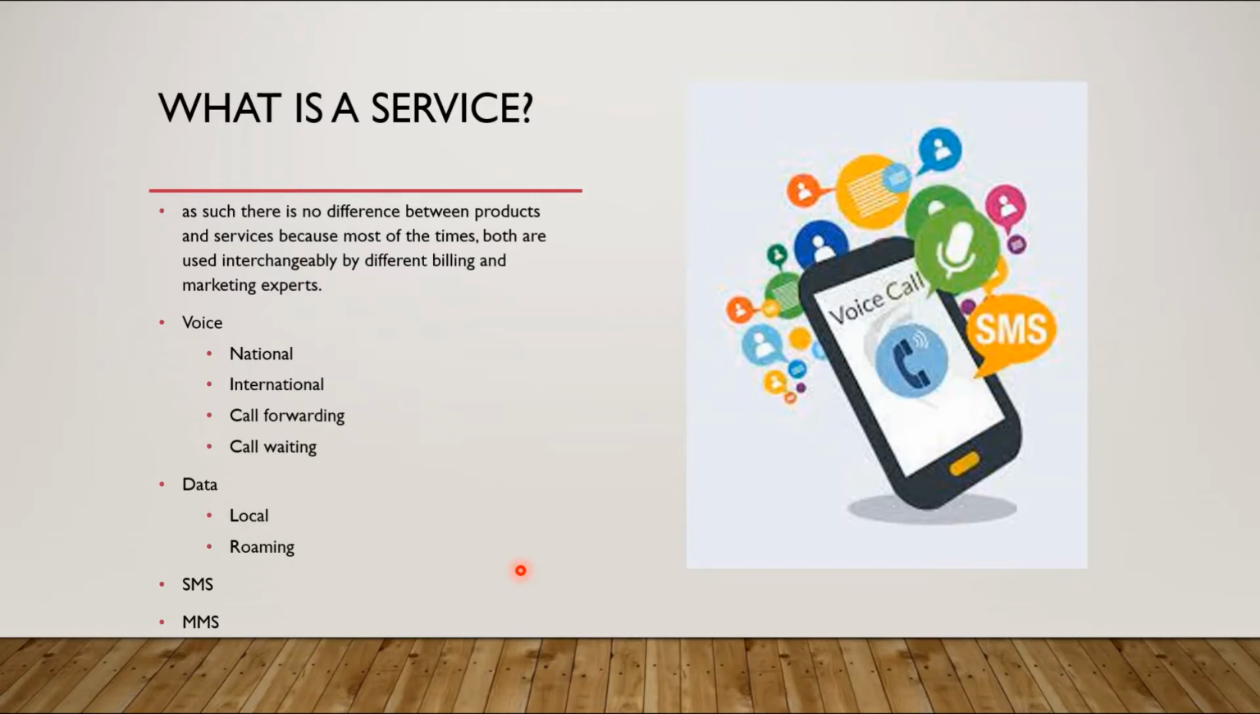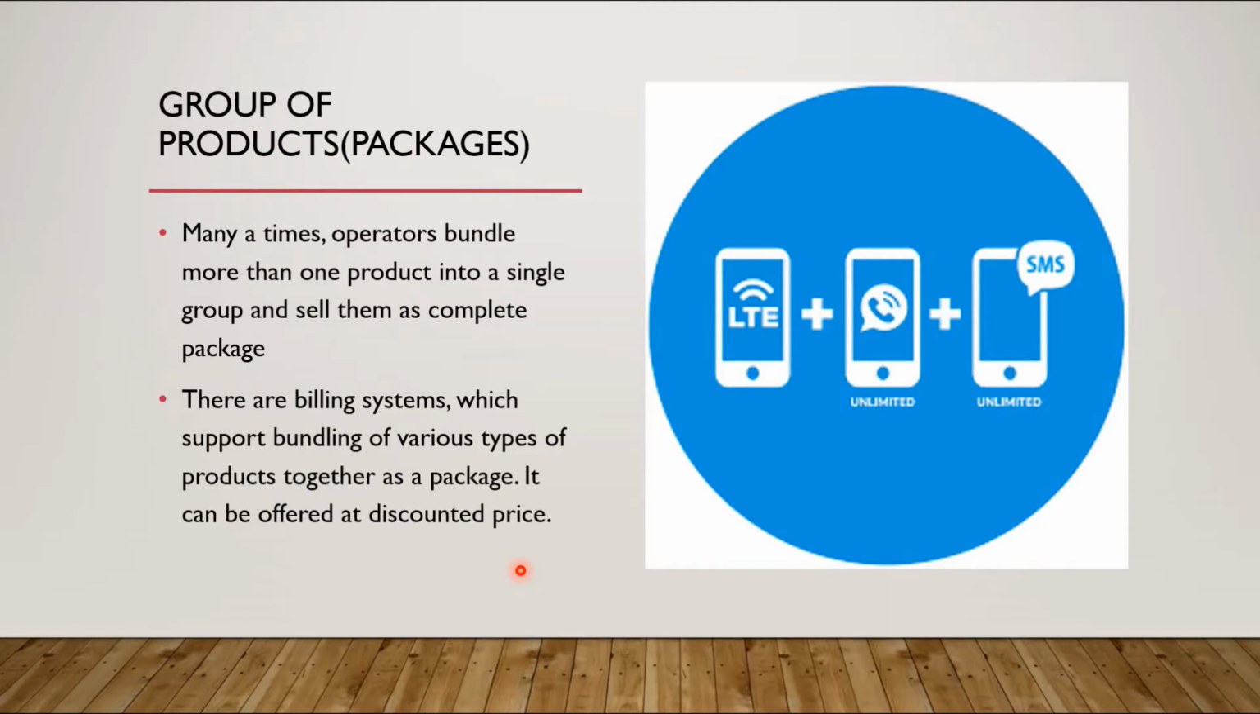A few examples of services I have mentioned, like voice. In voice we have national voice, international voice, call forwarding, call waiting. Then we have data services, local data browsing. If I go to some other country and do data browsing there, it is roaming browsing. Then we have SMS services, MMS services, and other content services like Netflix, if they are chargeable. So these are all services. Some services are direct, some are indirect, but mostly the operator gives you direct services like voice, SMS, MMS. Without wasting time, we'll skip this slide and go next.